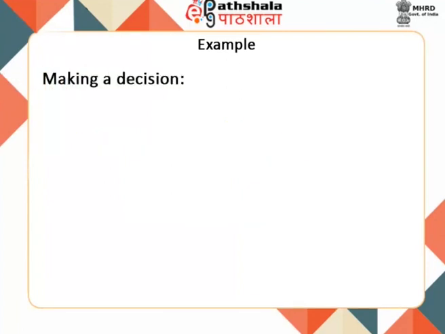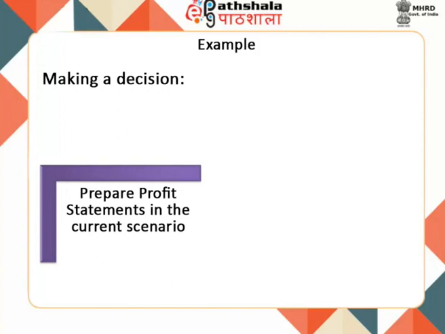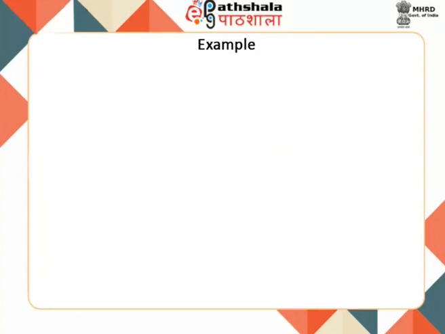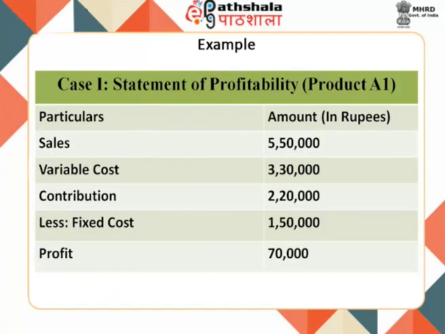For making a decision, we first need to prepare profit statements in the current scenario, and when we decide to add A2 to our production, we will then compare the figures so arrived. First, we prepare the statement of profitability for product A1. After subtracting the VC from the sales amount, we get the contribution of rupees 3,30,000, and thereafter we subtract the fixed cost of 1,50,000 such that we get a profit of 70,000.